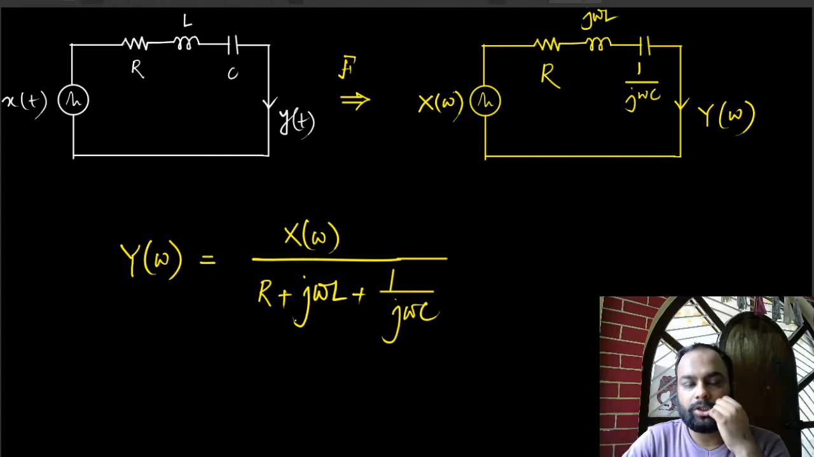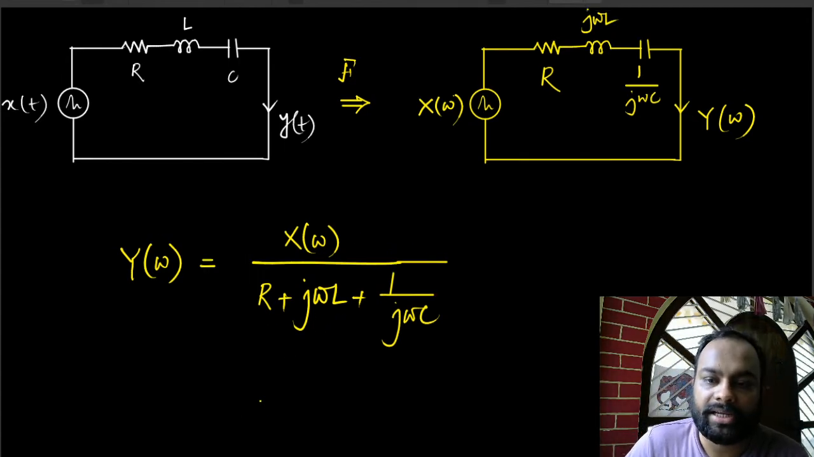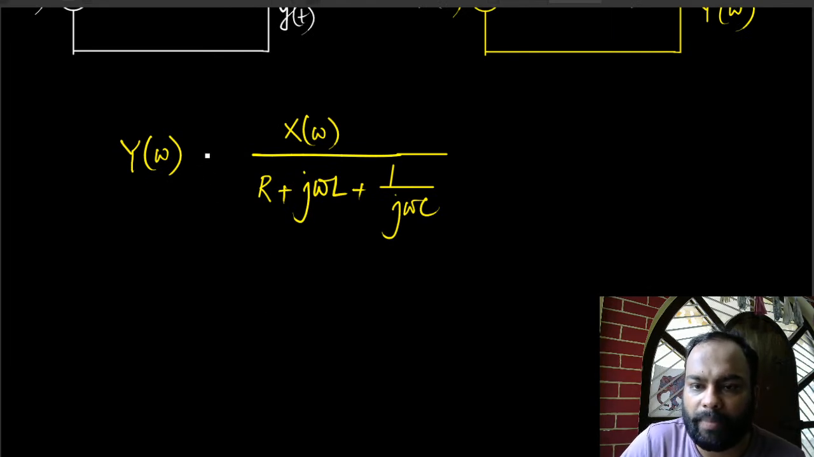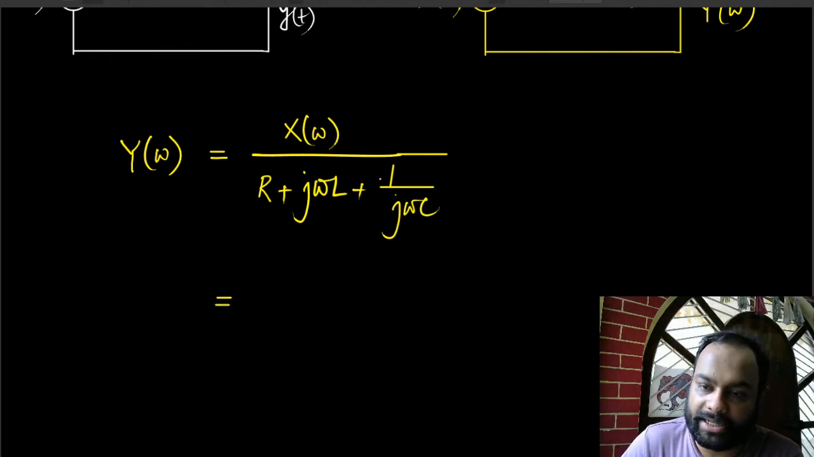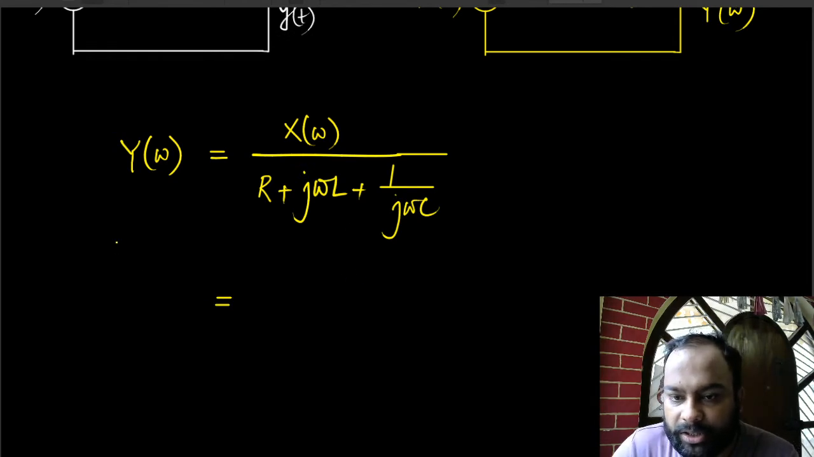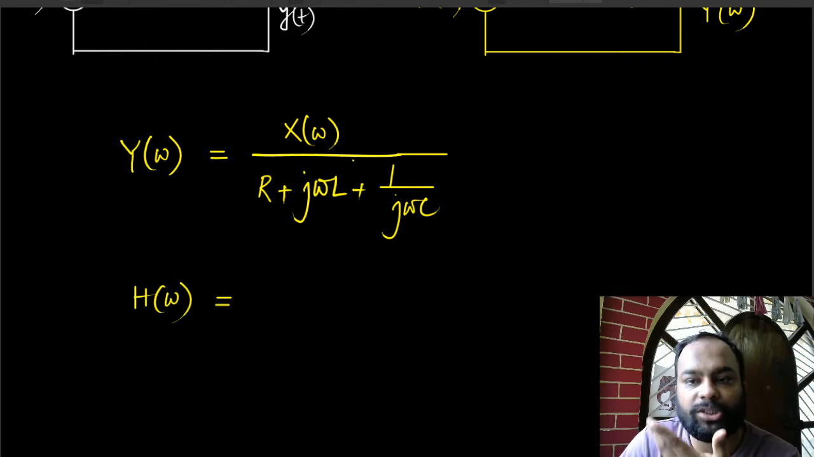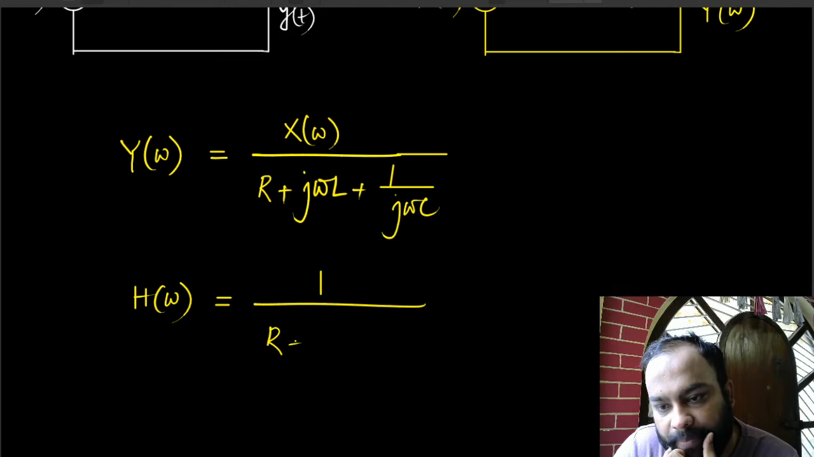All right. So you have seen this kind of thing in your basic electrical engineering or maybe circuit theory classes, right? That is why I'm writing it this way. If I do the multiplication and the simplification, I would have H omega. What is H omega again? H omega is Y omega by X omega. So I would have 1 by R plus j omega L plus 1 by j omega C.